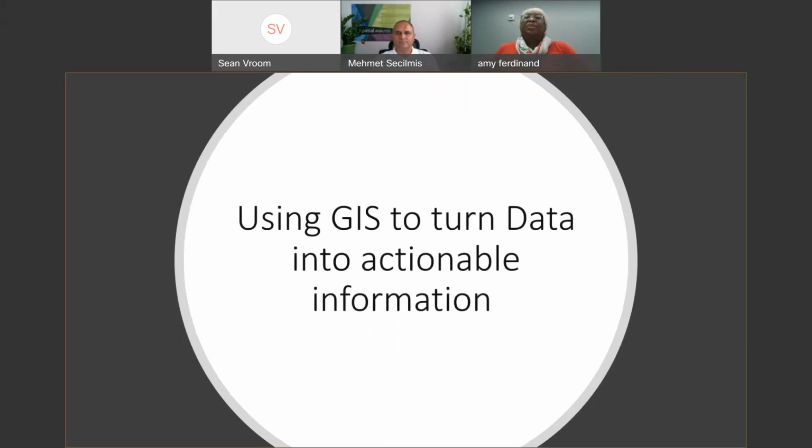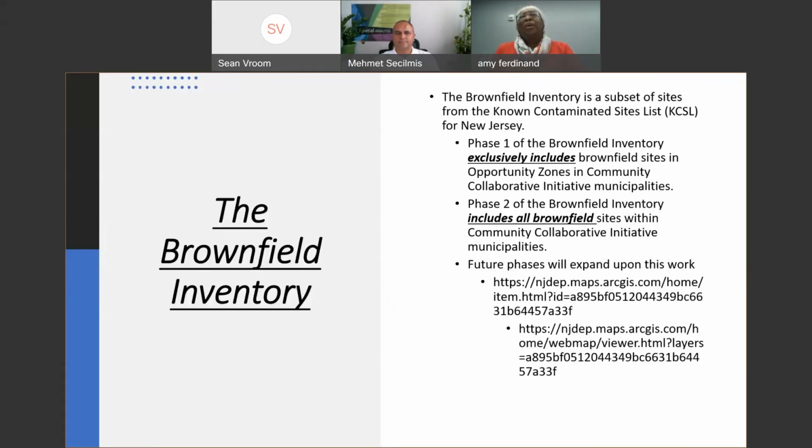Okay, so how would I take all this data that's been brought into Excel spreadsheets and paper maps and turn that information into actionable information using GIS and remote sensing? Next slide. So in New Jersey, when Mehmet and I were first doing our research, maybe 20,000 sites had potential for brownfields. At the time, there was no lens being used to focus on the community.